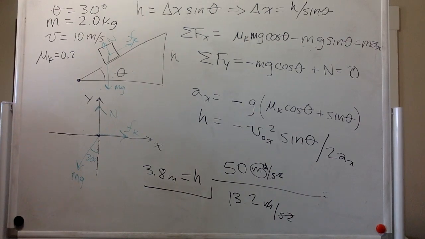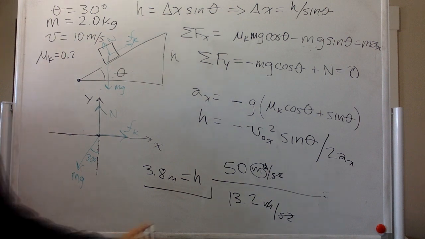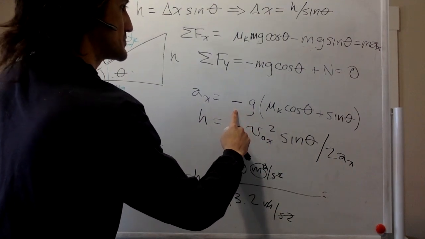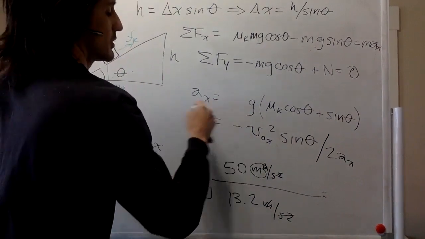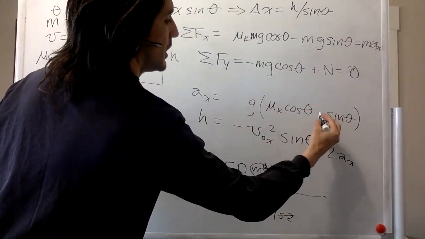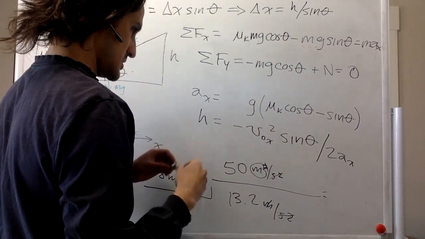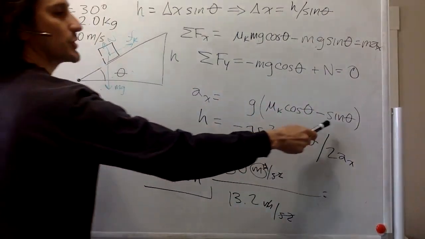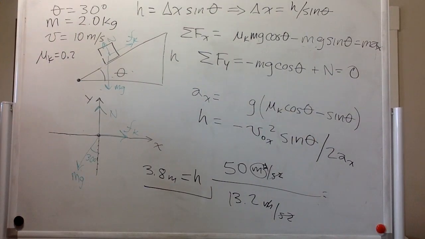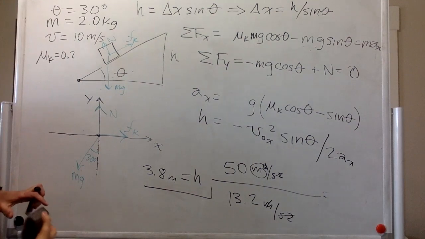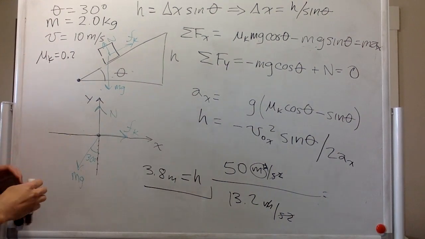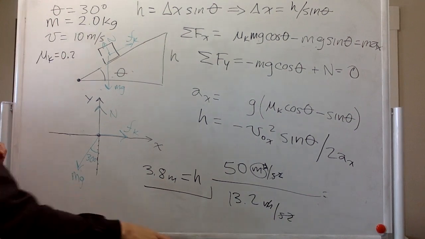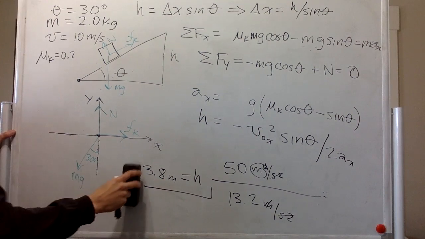Okay, so that means that the acceleration is going to be, so we can make this one positive and put the negative in here, right? It's still going to be, in most cases, still negative. So it's going to slide down. Okay. So this is the acceleration in x. We know that the height was 3.8 meters in one case. So I'm going to do that case first, in which we had friction.